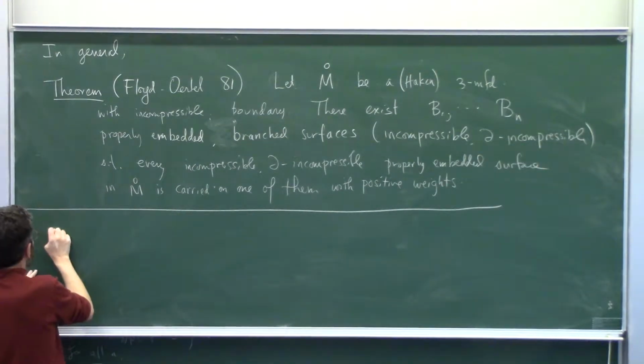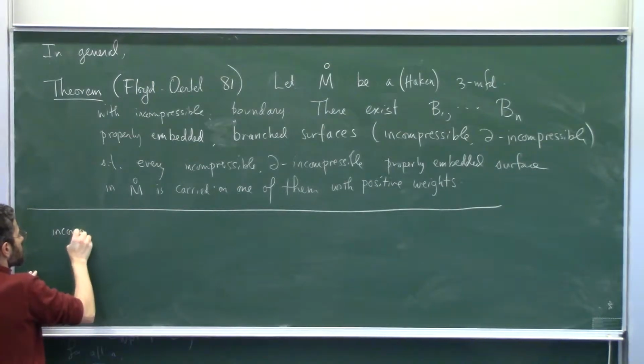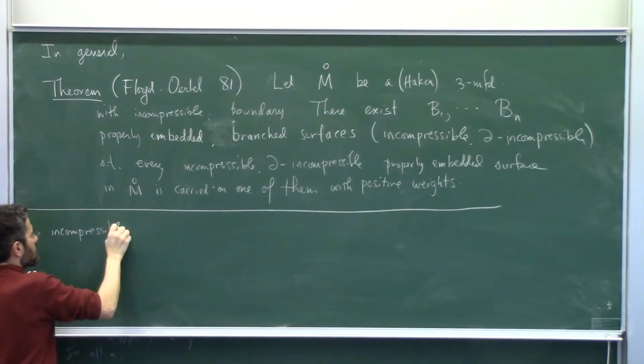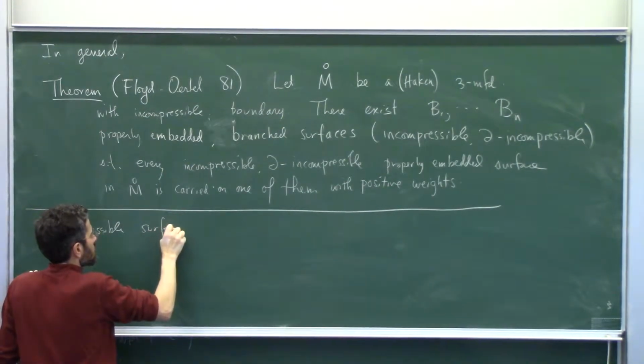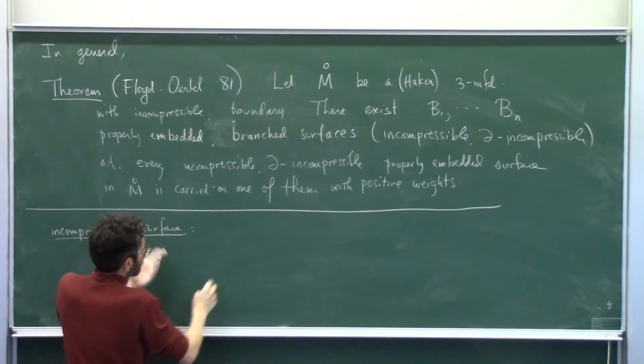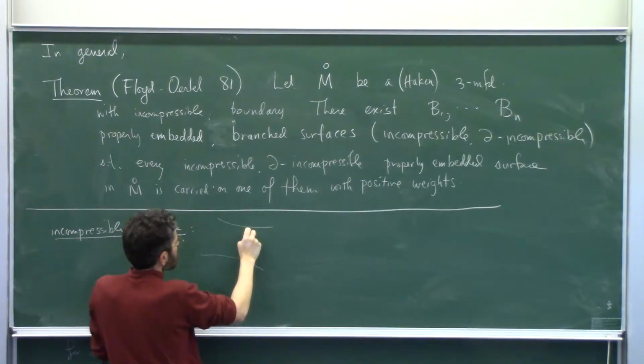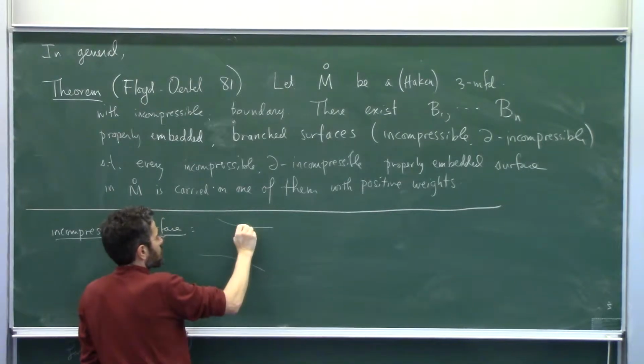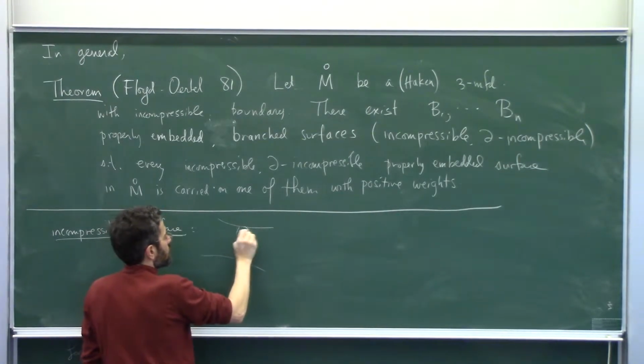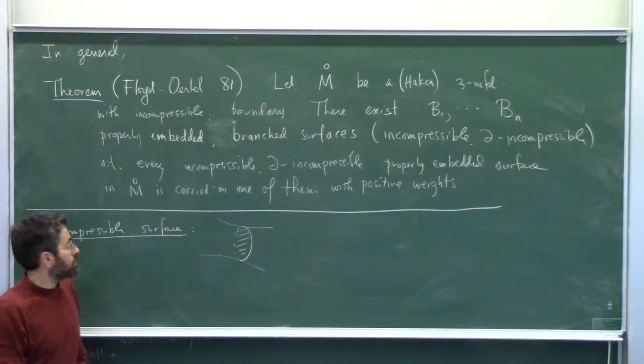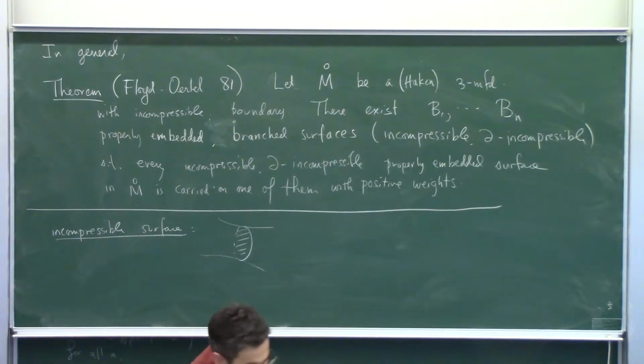So what's an incompressible surface? I think everybody probably knows what an incompressible surface is. It's just a surface that does not have any compression. A compression is a curve on the surface that bounds a disk in a three-manifold, right? So you don't allow these.